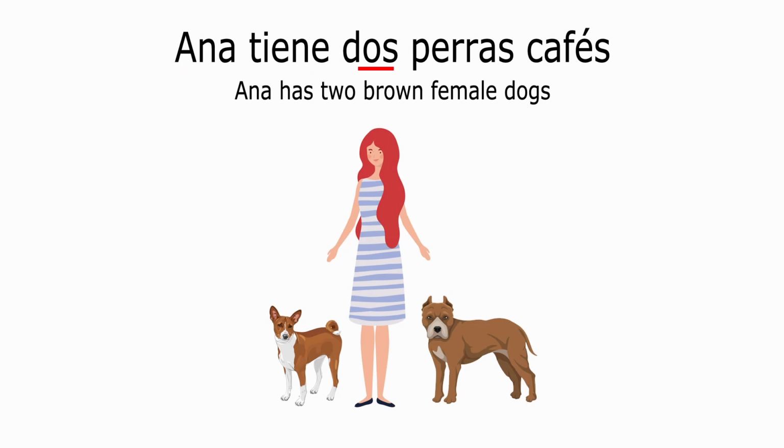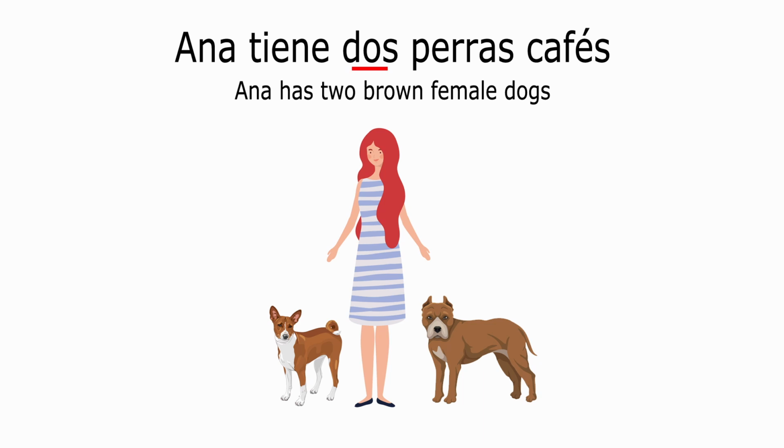Ana tiene dos perras cafés. Anna has two brown female dogs. In this example, the subject is Anna, which is a proper name, so we don't need a subject pronoun. We simply start with Ana. The verb tener becomes tiene to match the third person singular. So Ana tiene means Anna has.